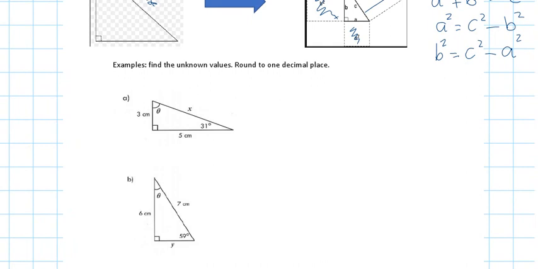Now, another thing that you need to know about triangles: what's the sum of the interior angles of the triangle? When you add all the angles inside the triangle, what are they going to add up to? 180 degrees. That's another thing that you need to know. No matter what kind of triangle it is, it's always going to add up to 180 degrees.